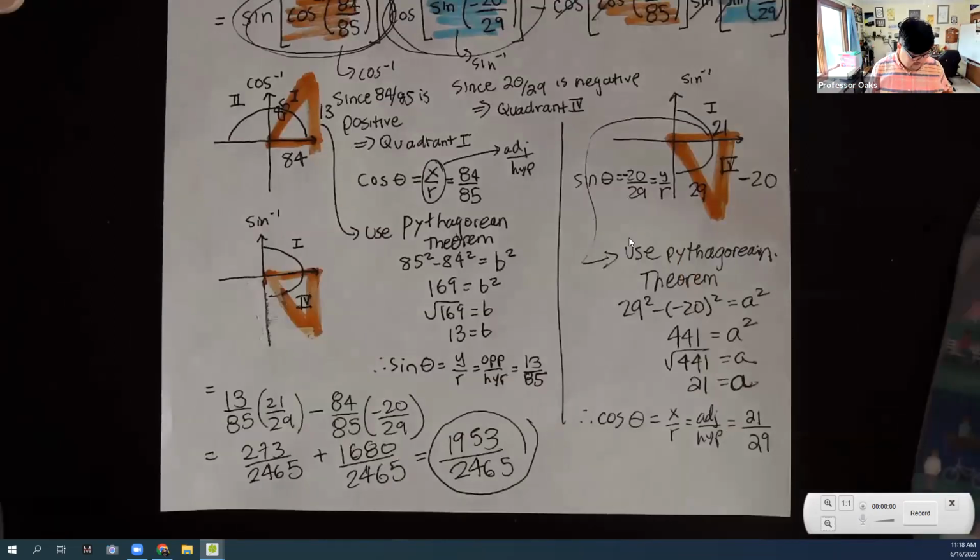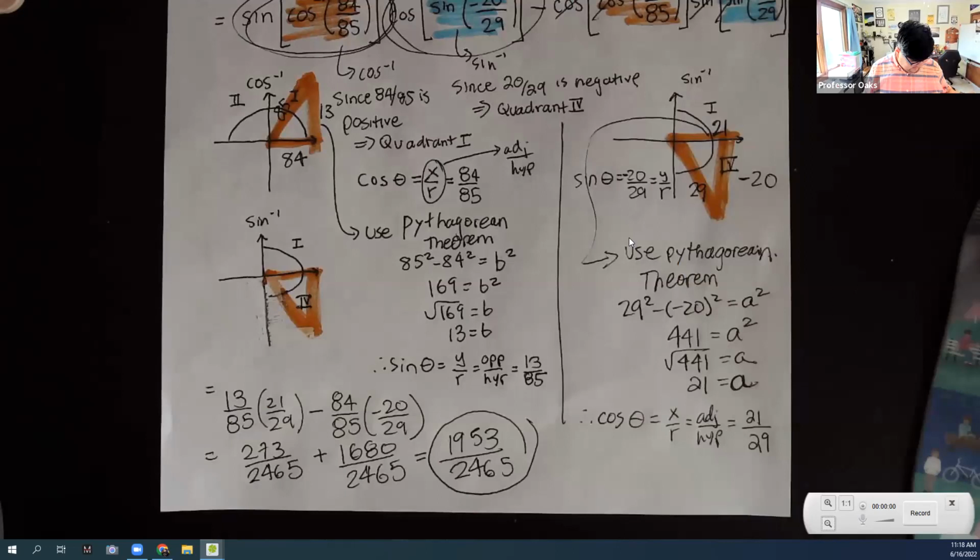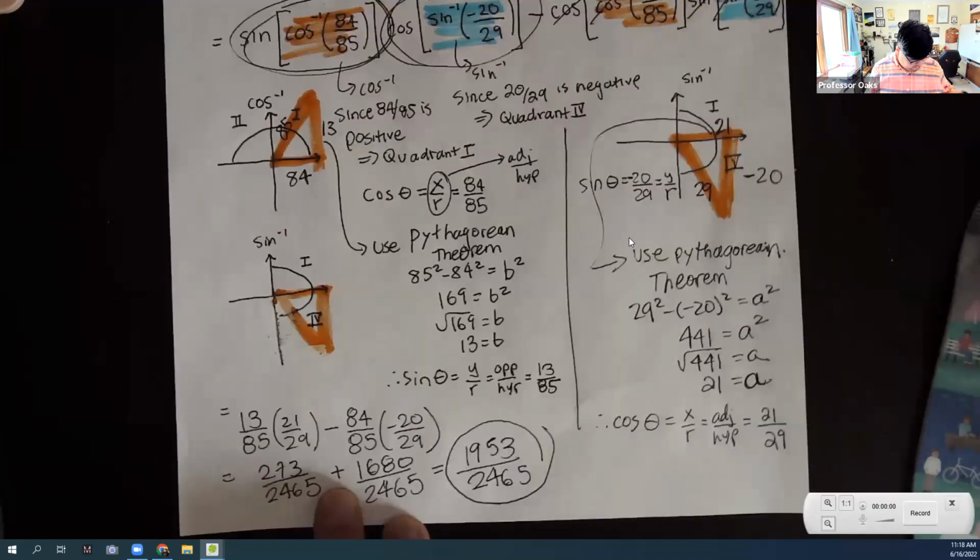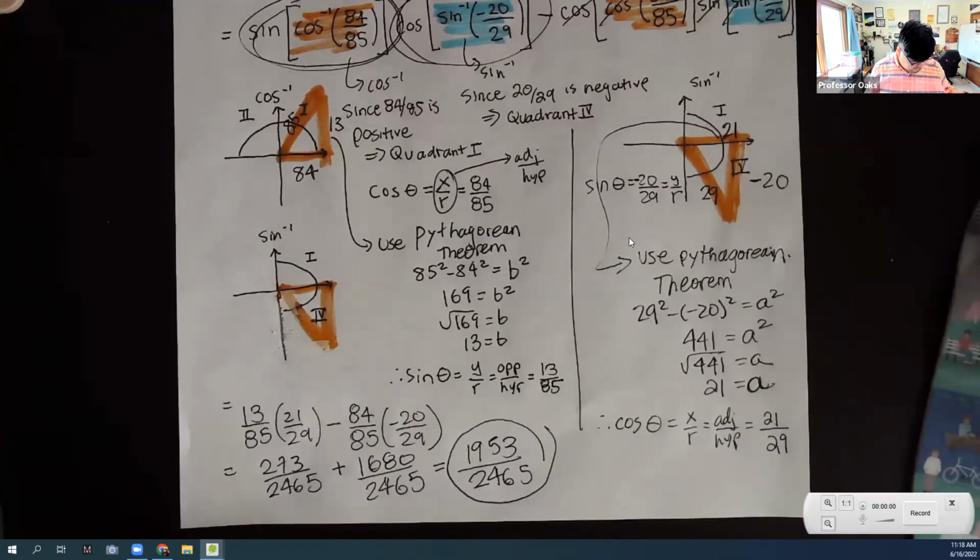So again, I don't think that this is too bad, but it's all about the fact that you have these multiple problems inside of the same problem, you know? So do you have any questions about this?